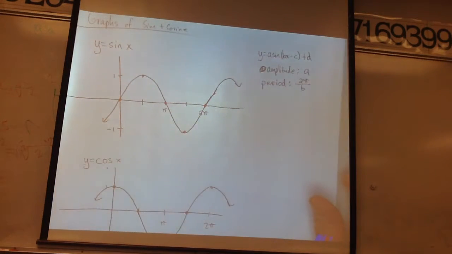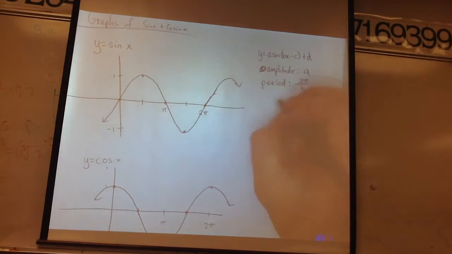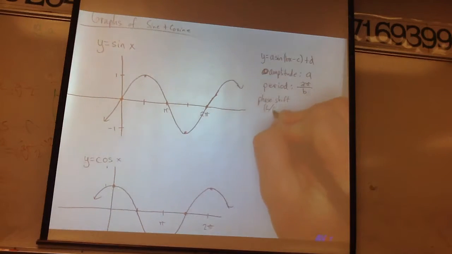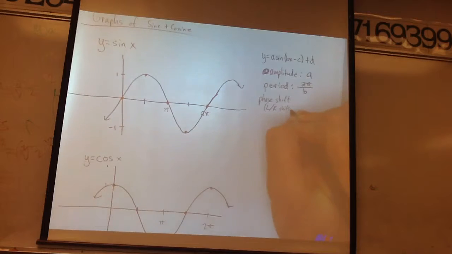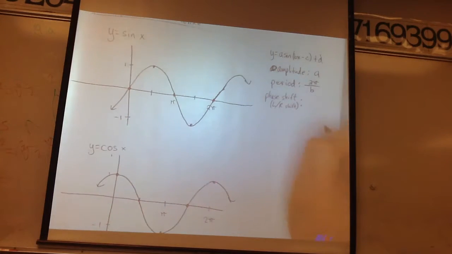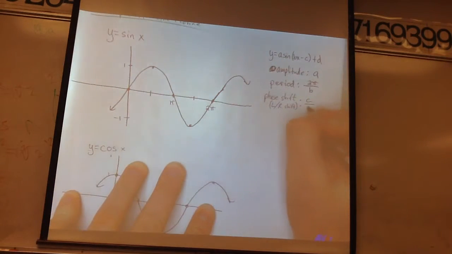Whoa. Well, this is a lot. There's phase shift, which is basically just left and right shift. We're in the shadow realm of math. To get that, you do c divided by b.